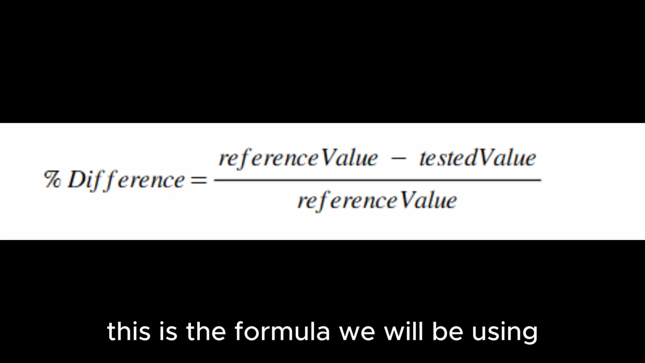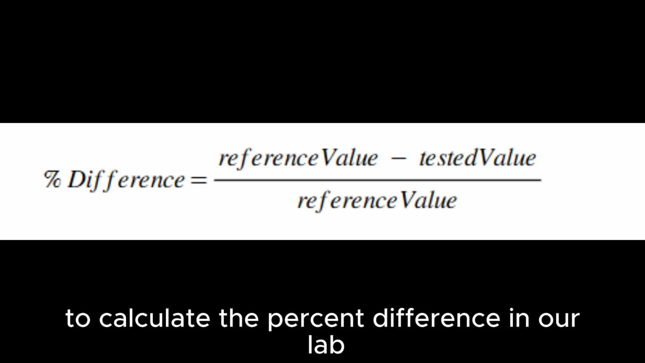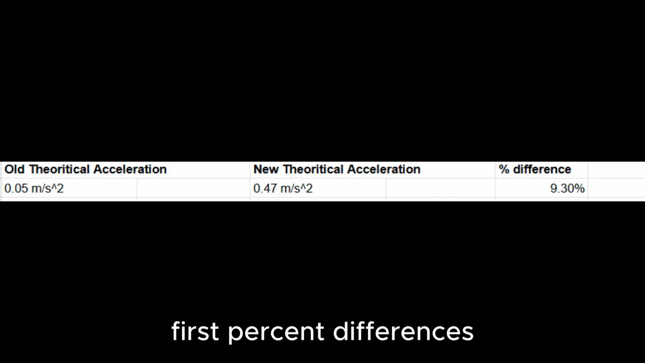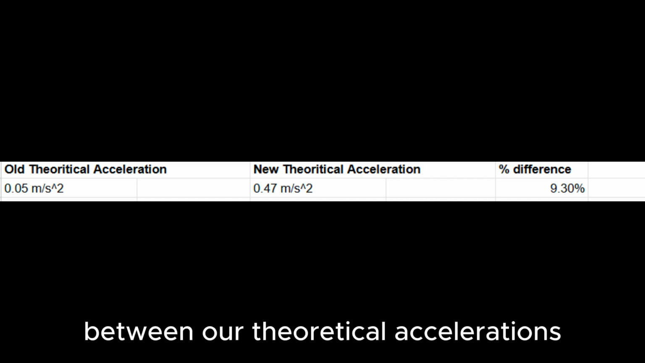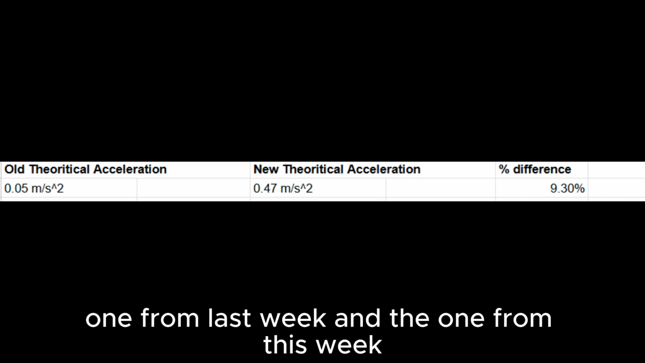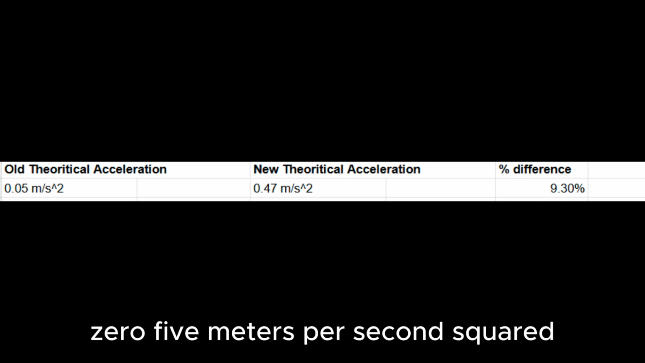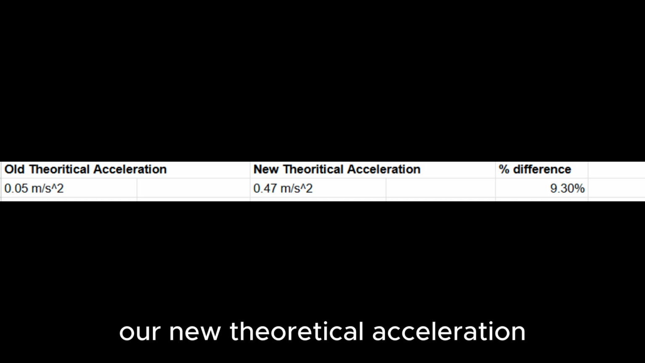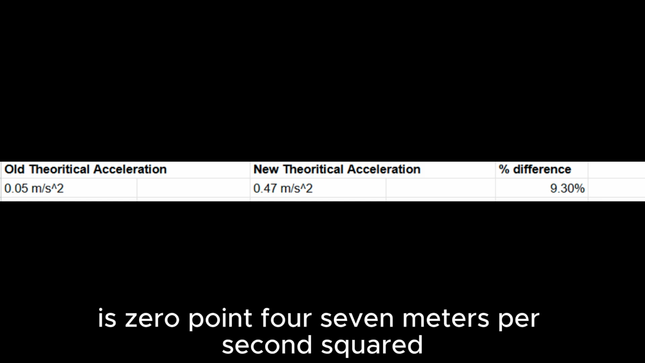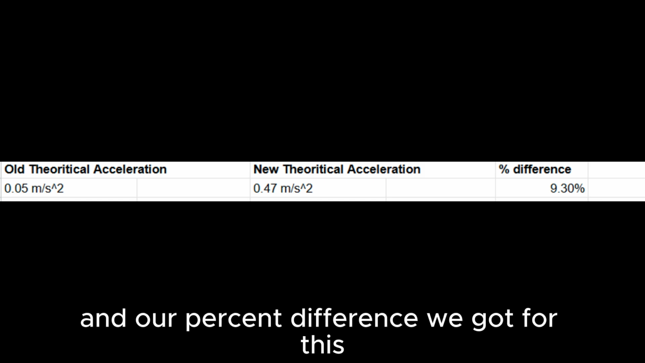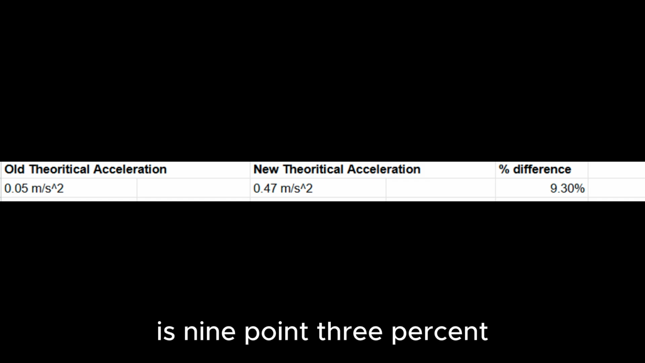This is the formula we will be using to calculate the percent difference in our lab. First, percent difference is between our theoretical accelerations, one from last week and the one from this week. Our last week theoretical acceleration was 0.05 meters per second squared. Our new theoretical acceleration with the change in mass is 0.47 meters per second squared. And our percent difference we got for this is 9.3%.